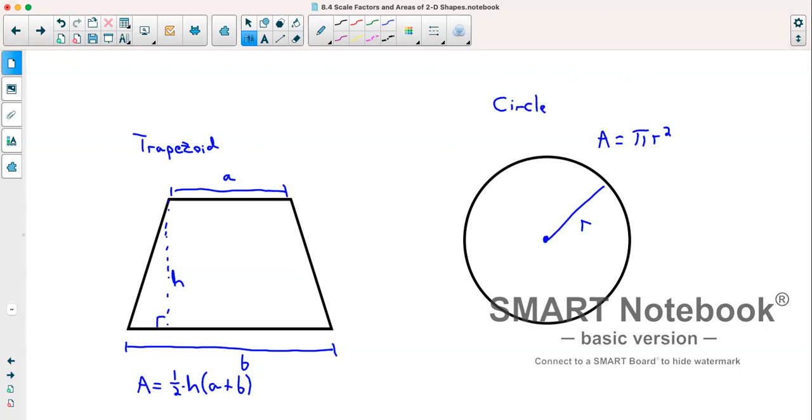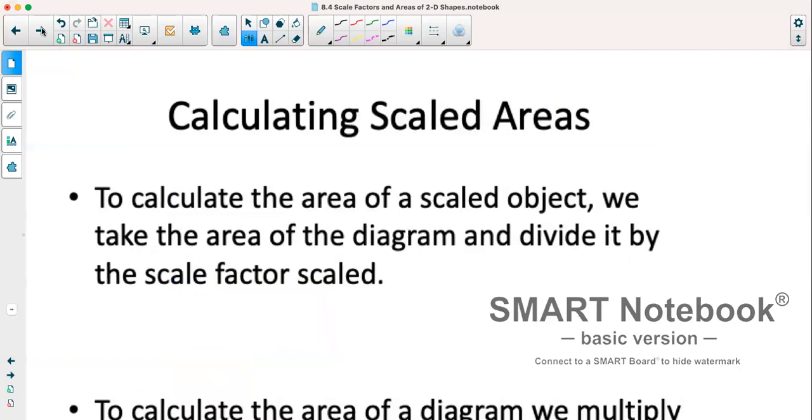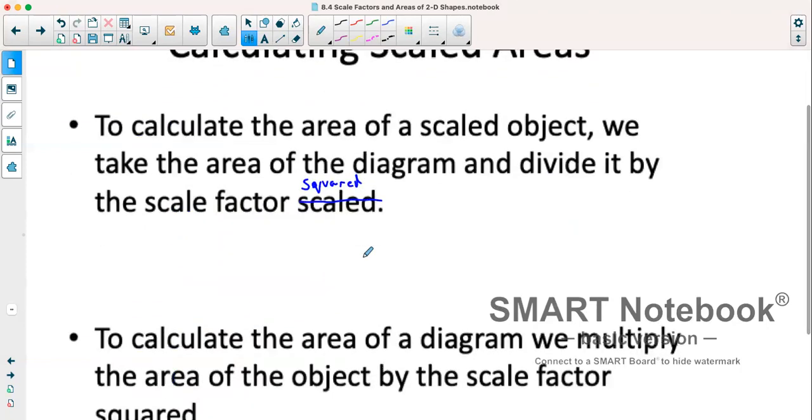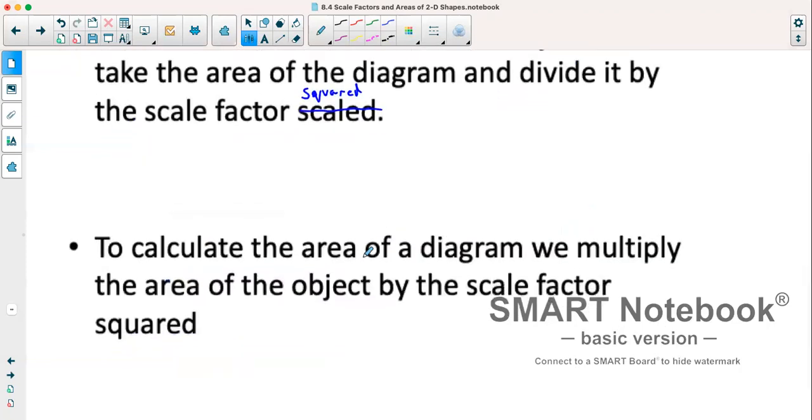Now, when dealing with scale factor for area, we treat it slightly differently than scale factor for length. Because with area our units are squared, whereas with length they are just regular units like meters, our scale factor applies slightly differently. So calculating scaled areas: to calculate the area of a scaled object, we take the area of our diagram and divide it by our scale factor squared. To calculate the area of the diagram, we multiply the area of the object by the scale factor squared.